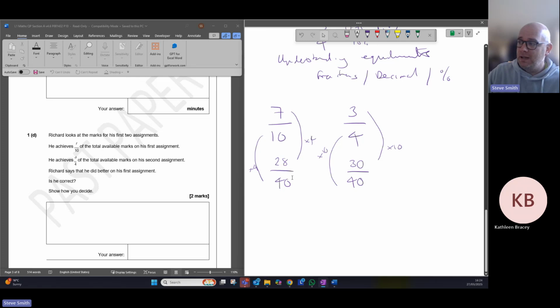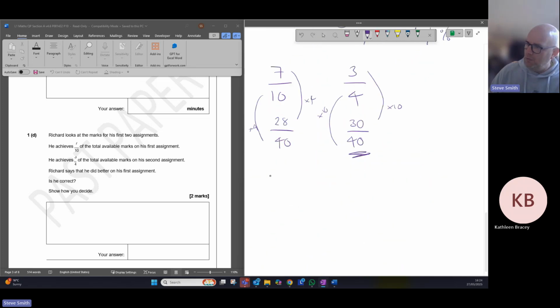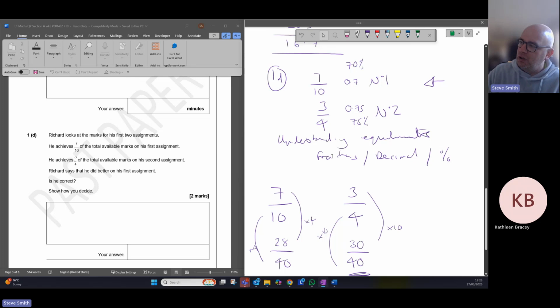So now we can see that 7/10 is the same as saying 28/40. 3/4 is the same as saying 30/40. And we can see that this one is bigger. Not by much, but it's bigger. So we were right to say that Richard is wrong because this one is bigger. So there's two ways of working that one out. Richard incorrect.